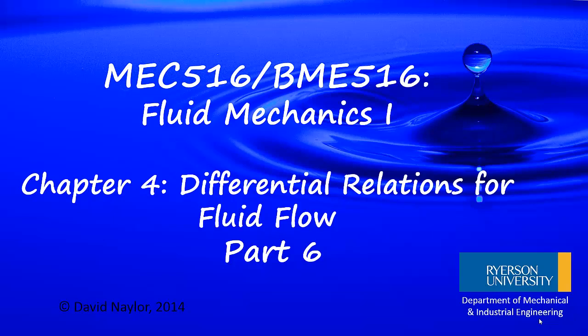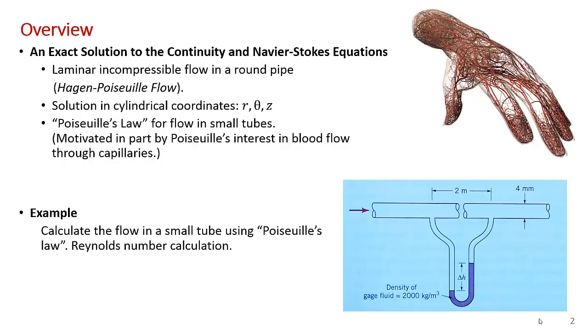This is Chapter 4, Differential Relations for Fluid Flow, Part 6. In this video, I'll be doing another exact solution to the continuity and Navier-Stokes equations. In particular, I'm going to be looking at laminar incompressible flow in a round pipe. This is often referred to as Hagen-Poiseuille Flow.